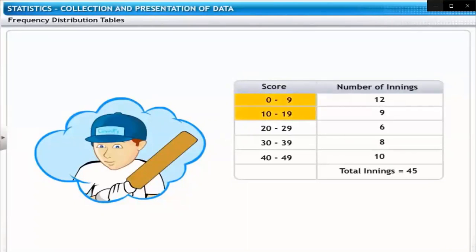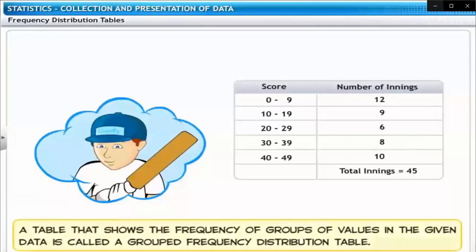So in how many innings did he score 0 to 9 runs? That is the number of innings, 12. So we can just count the scores which fall in this range, then write it across from that in the given table. So each group has a fixed number of values. A table that shows the frequency of groups of values in the given data is called a grouped frequency distribution table. So that was the basic difference between an ungrouped frequency distribution table and a grouped frequency distribution table.